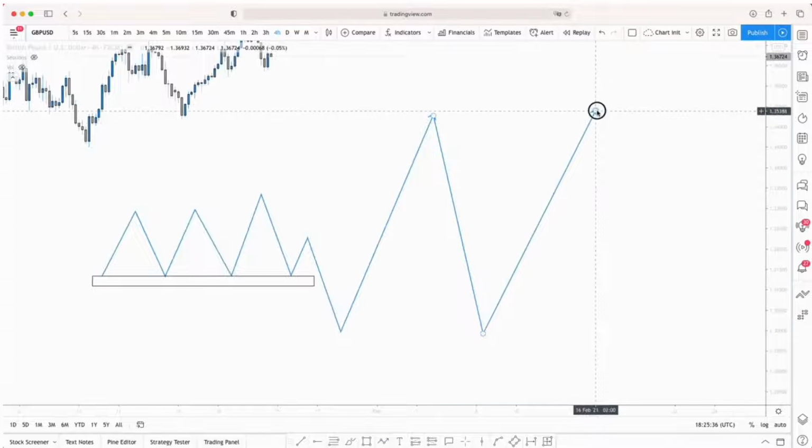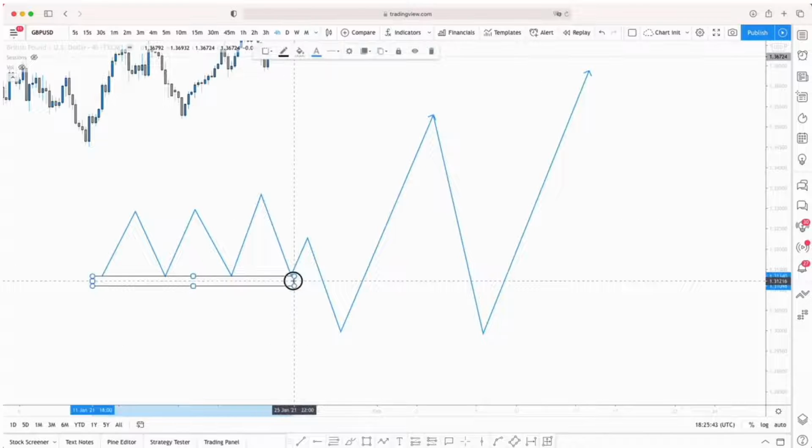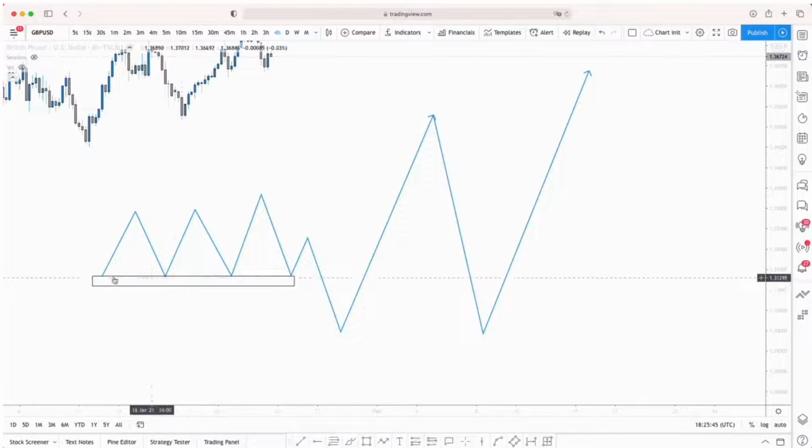Now, at this point, you're probably thinking, why does it do that? So, let's think about it from this perspective. Everyone knows about support and resistance. Everyone knows how that works. Even the institutions.